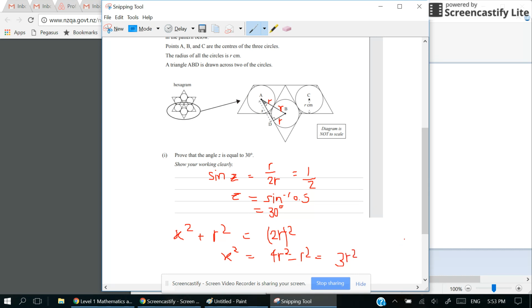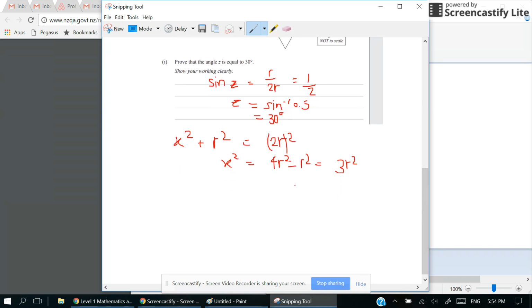That equals 3r squared. And from that, you can take the inverse of the square, which is the square root. So x equals the square root of 3r squared, and you can just take the r out, so x equals square root 3 times r. Here we go. Easy.